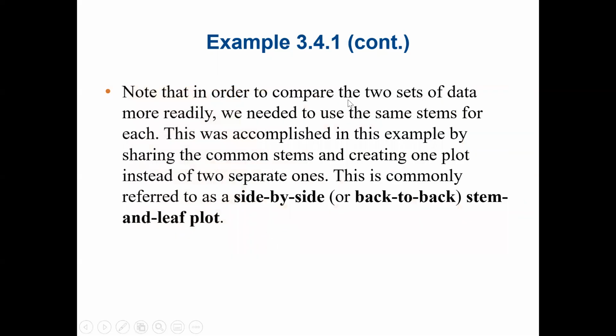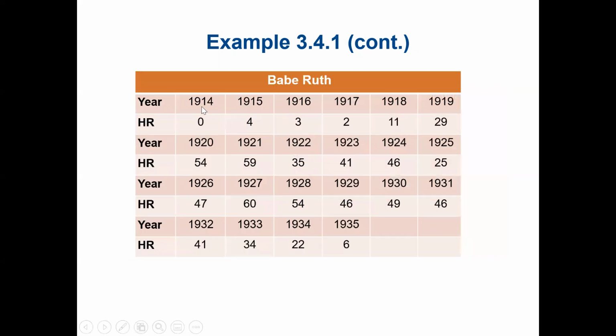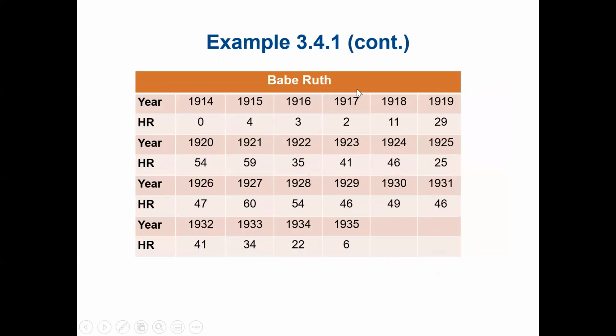So we should know that in order to compare two sets of data more readily, we needed to use the same stem for each. So we have the stem against the leading value. If it's 21, 2; if it's a single digit, then it's 0, as we can see here. So roots have 6, 2, 3, 4, while bonds have only 5 with the period. Here we take 1914 to 1919, which is 6 years. The same thing applied to 1986 to 91, which is also 6 years. And we compare them.